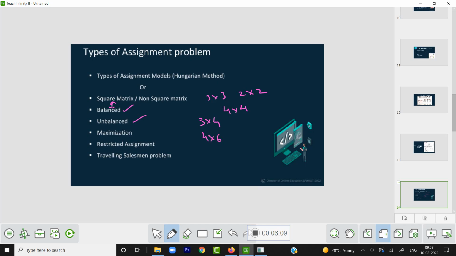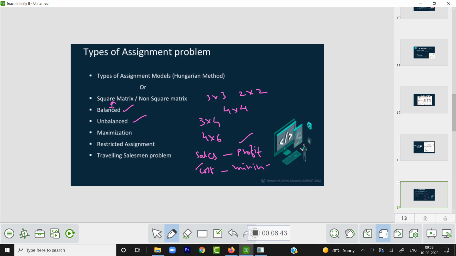Maximization: in many situations sometimes we take minimization, sometimes maximization. Where sales are involved, we maximize the profit. But where it is a total cost, we minimize the cost. Whenever we talk of profit, we have to go for maximization; whenever it is cost, it is minimization.